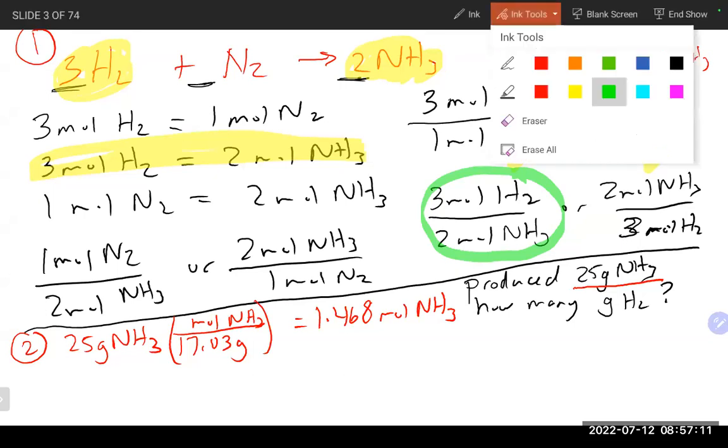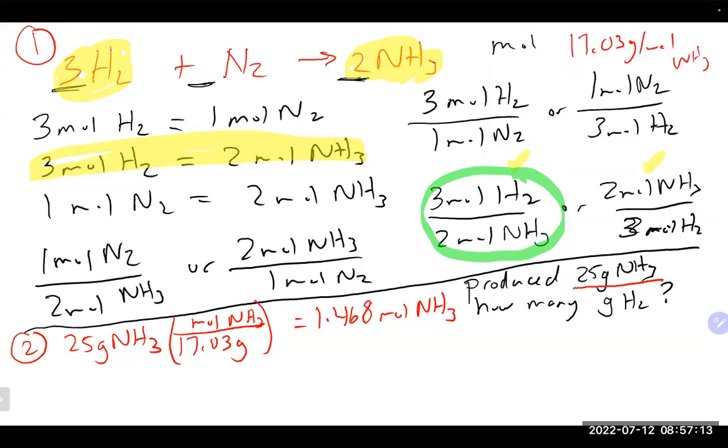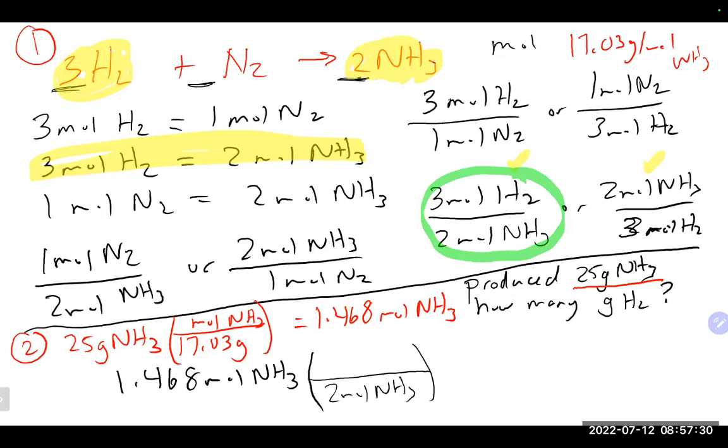So if we do that, we would take our number that we had above, 1.468 moles of NH3. And this is going to be the big stoichiometry step here. We want to get rid of NH3. So we would have 2 moles of NH3 on the bottom and 3 moles of H2 up on top. And that is the stoichiometry part right there. That allows those 2 guys to cancel out, step number 3.